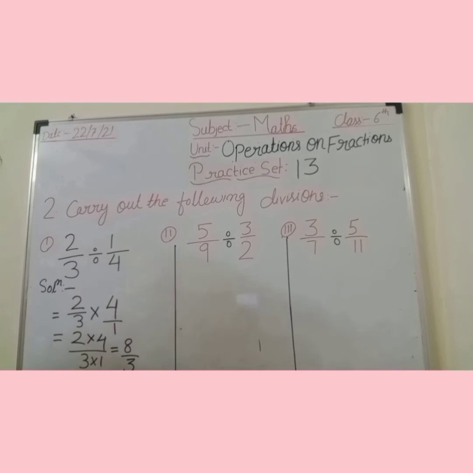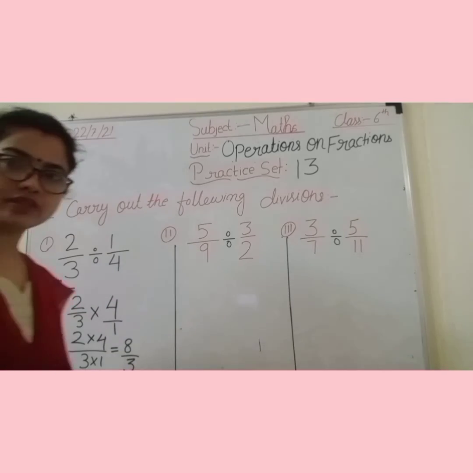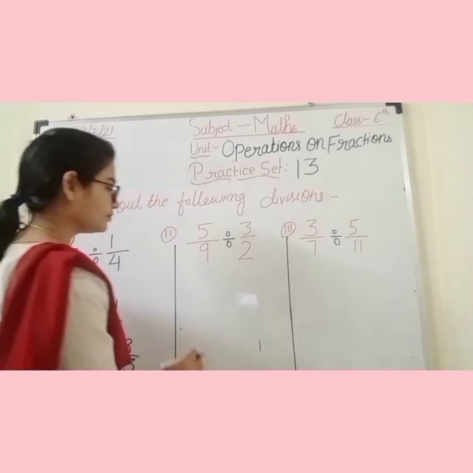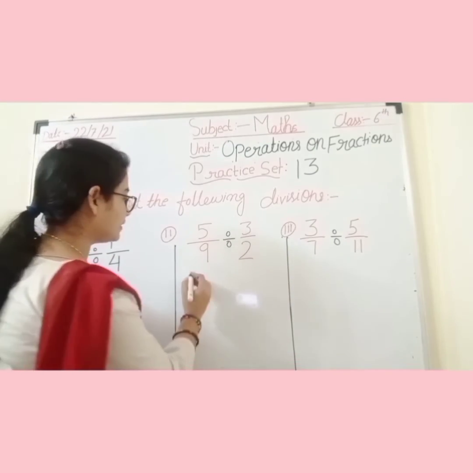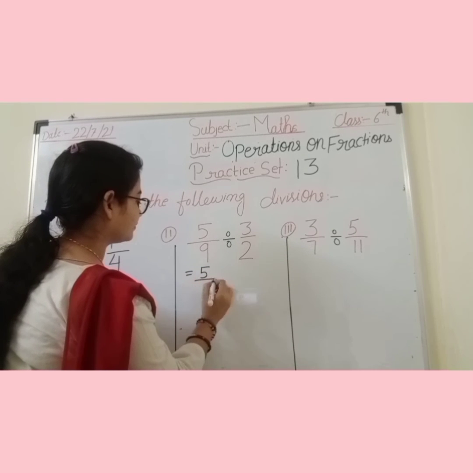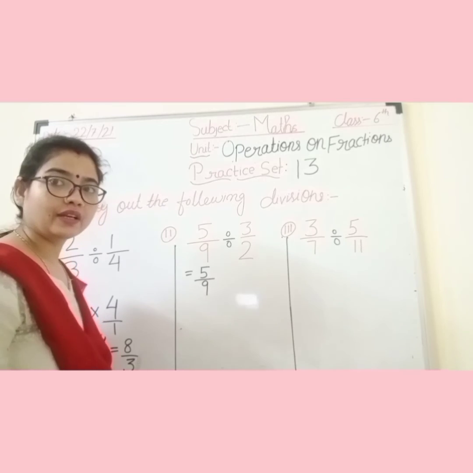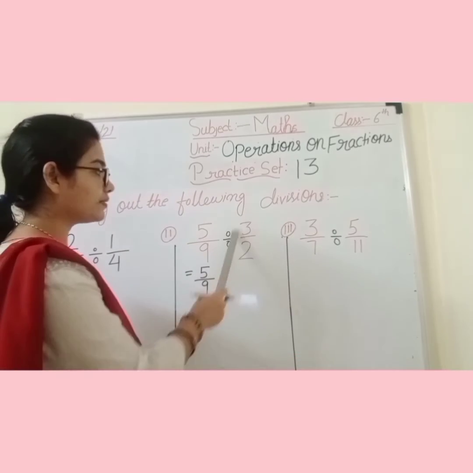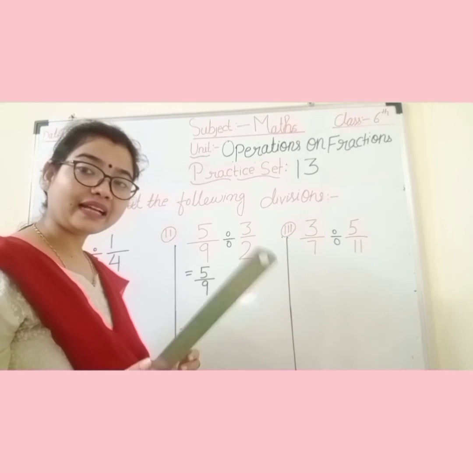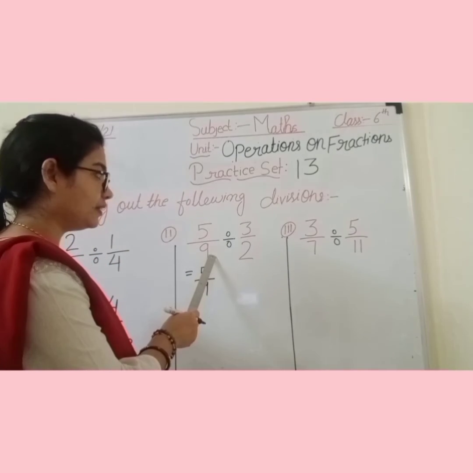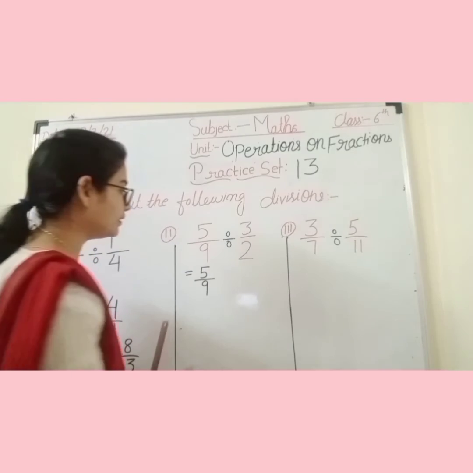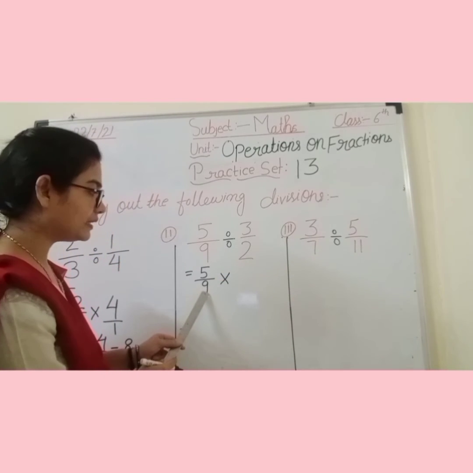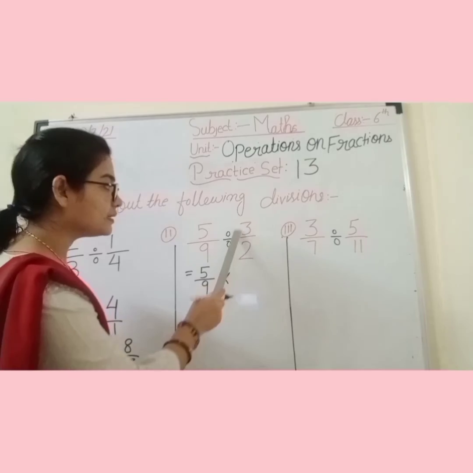Got it, student? See, watch it carefully. Let's move to the second question. Okay, students? So see here, this is also a number. 5 by 9 is a number. So I will write here 5 by 9. You have to divide this number by this fraction. What you have read in that statement? To divide a number by a fraction, you have to multiply this number by the reciprocal of this fraction.